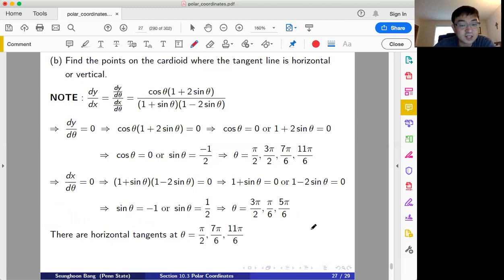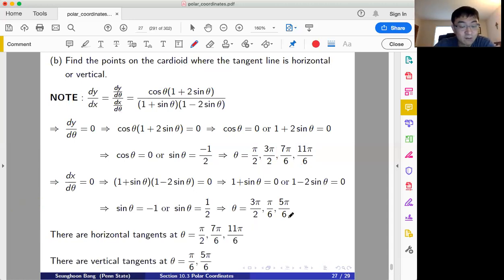So we have horizontal candidates theta equals pi over 2, 7 pi over 6, 11 pi over 6. Remember, for a horizontal tangent line, only the top one equals 0 but the bottom one is not equal to 0. The top one equals 0 at pi over 2, and the bottom one is non-zero there, so we have it. The same for 7 pi over 6 and 11 pi over 6. But what's 3 pi over 2? Here, both of them, exactly the top one is 0 and the bottom one is 0. So far, we don't know.